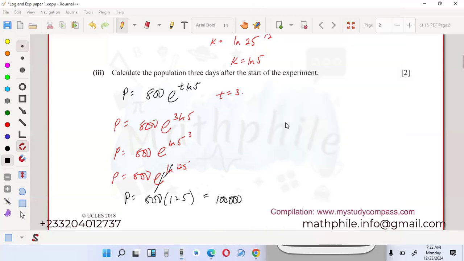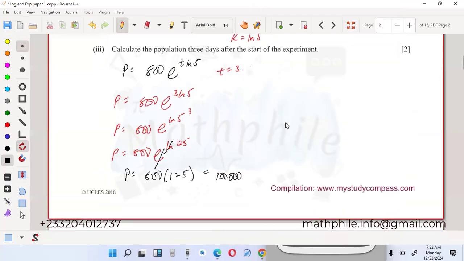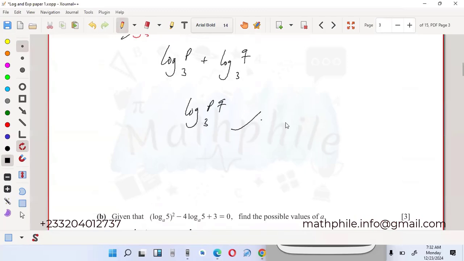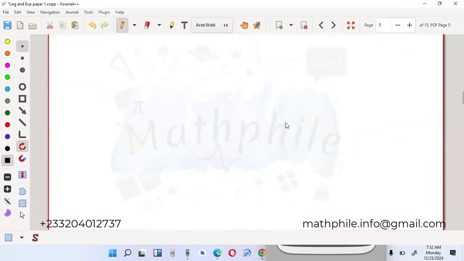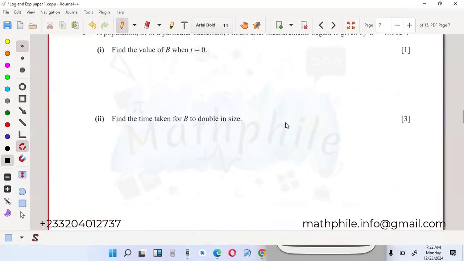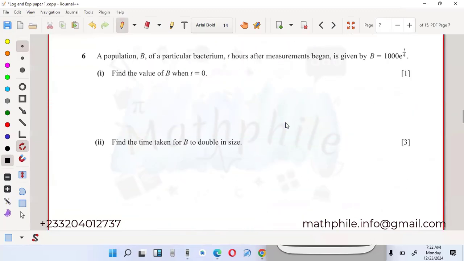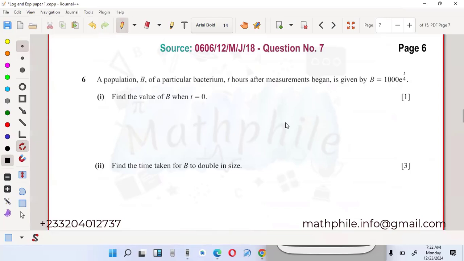Pretty good. So this one we solved in the first lesson. Now try to do this one and see if you can do it by yourself, then we'll continue with the other ones.